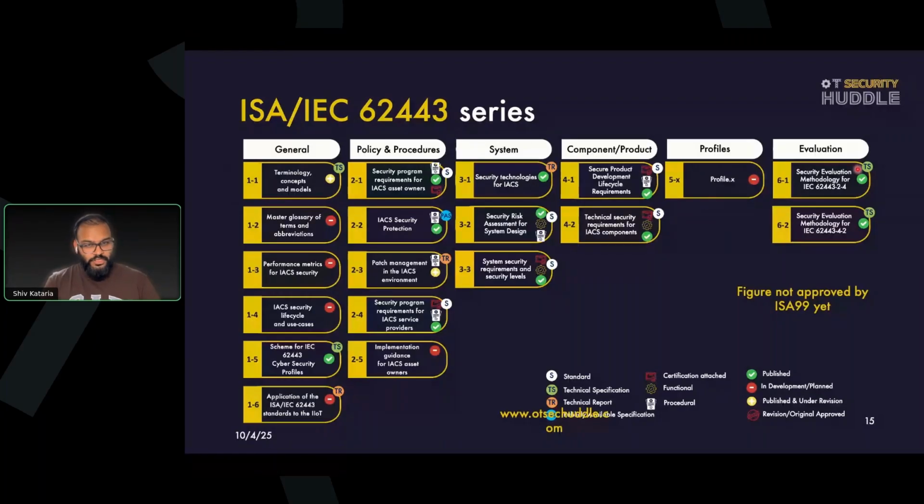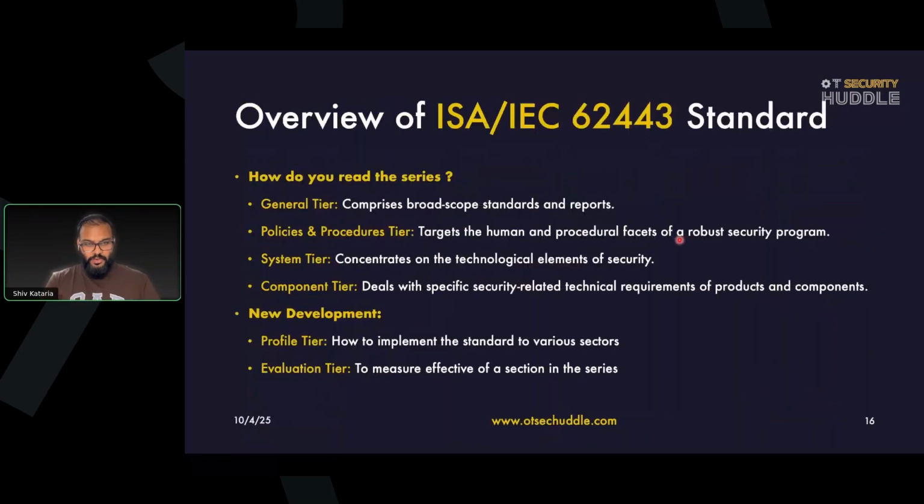6-1 is for evaluation. Somebody might say, okay, I have 2-4 compliance, and somebody might say my product is compliant to 4-2. These two specific documents, which are technical specifications, not standards, talk about how you really evaluate their claims for your satisfaction. So these are the six tiers. We have already gone through four of them, and the new developments are the profile tier and the evaluation tier.